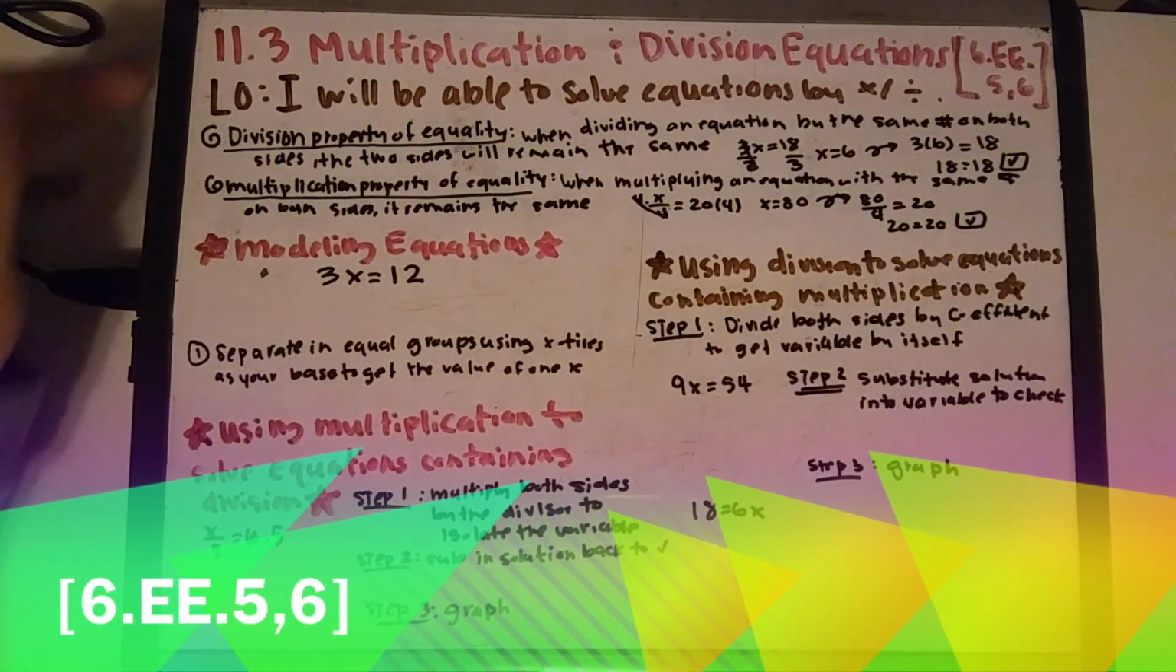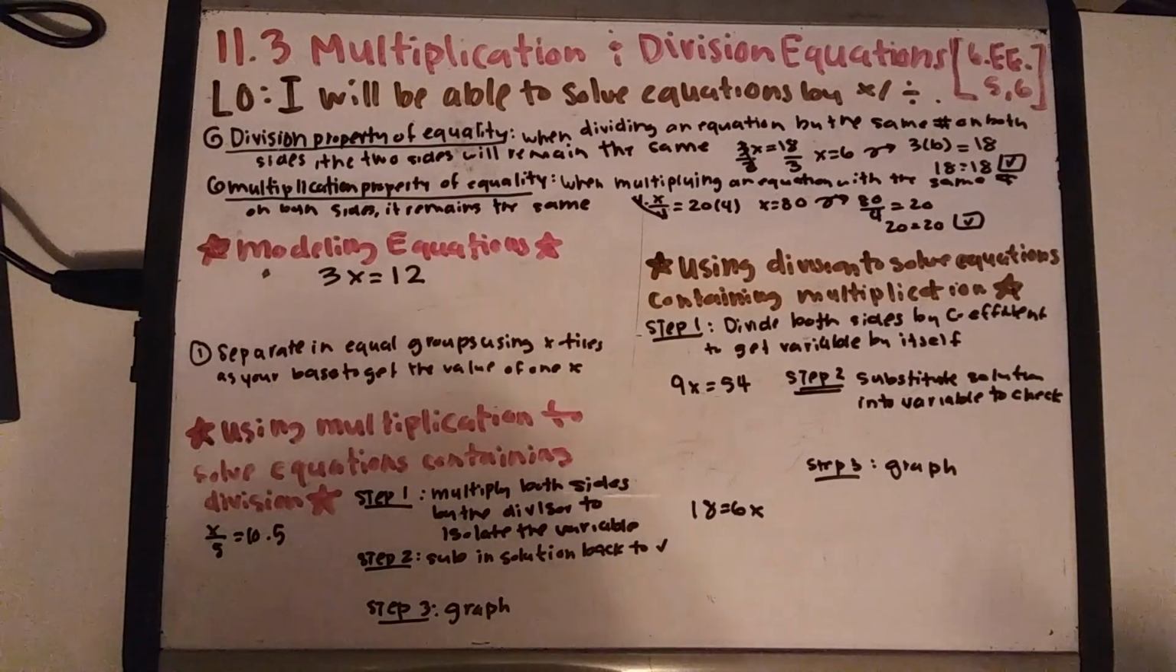Okay, you guys, with 11.3, we're going to be multiplying and dividing equations as your standard. And then again, you will be able to solve equations by multiplying and dividing, again with an 80% accuracy at least. We've been on your homework problems.